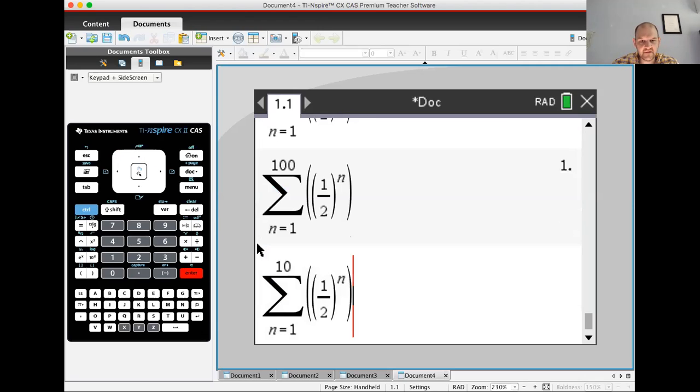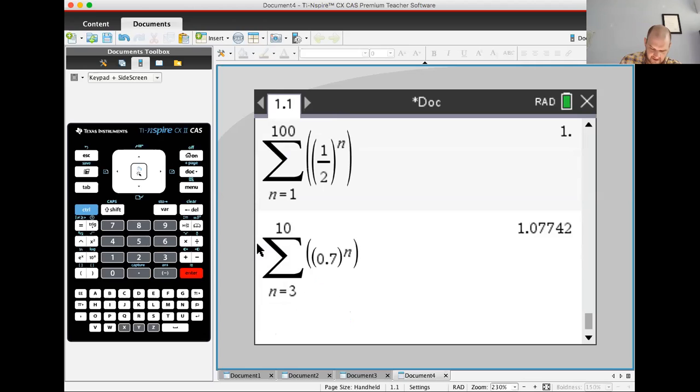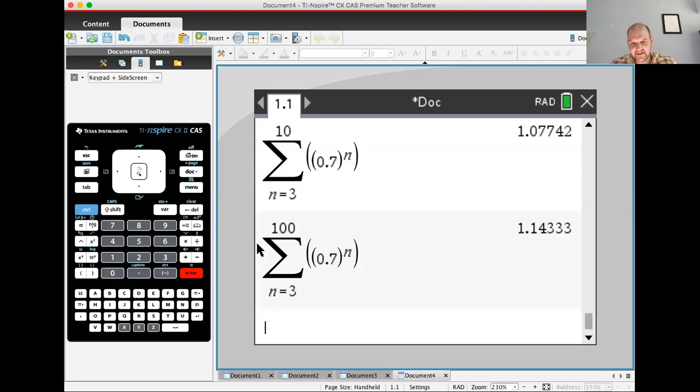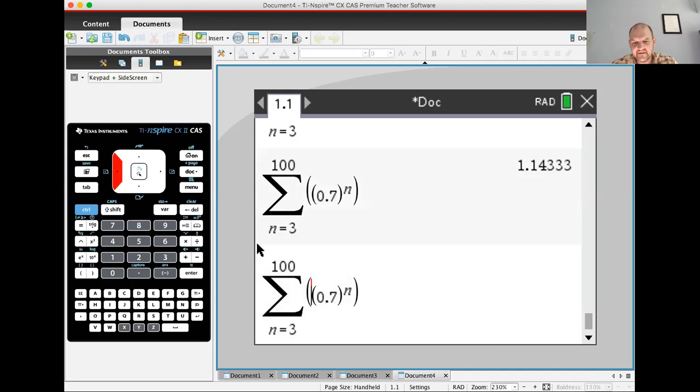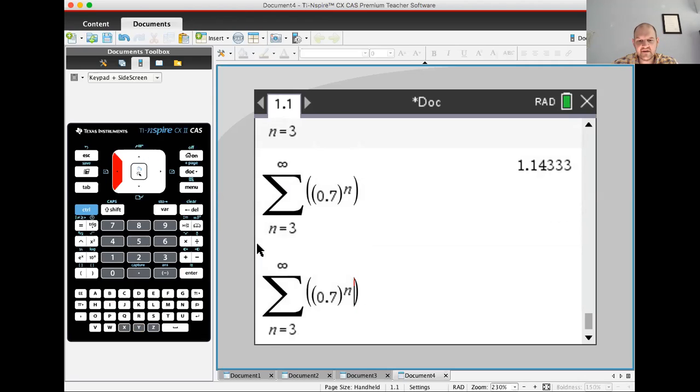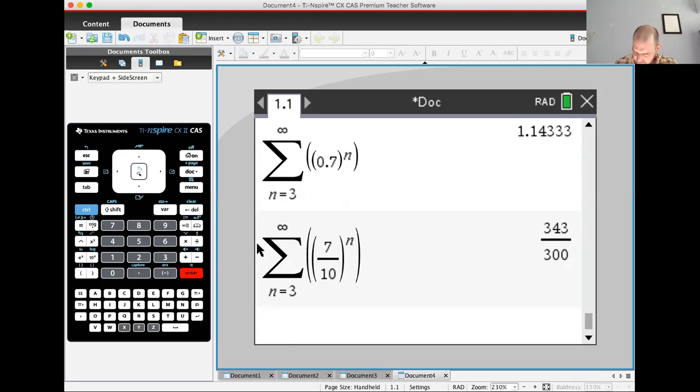So the next, you gotta look alive on these. There's gonna be 0.7. So I'm doing 0.7. We're supposed to start at 3 for some reason. So 1.077. If you use 7/10, you'll be able to get an exact value of the sum instead of a decimal. I don't know if you care about that, but if you put a decimal anywhere, you just get a decimal no matter what. So here I'm gonna go to infinity and you'll see it gives me a decimal. Same one, 1.143. If I make this 7/10, then the calculator will do the exact value, 343 over 300. So just something to know.